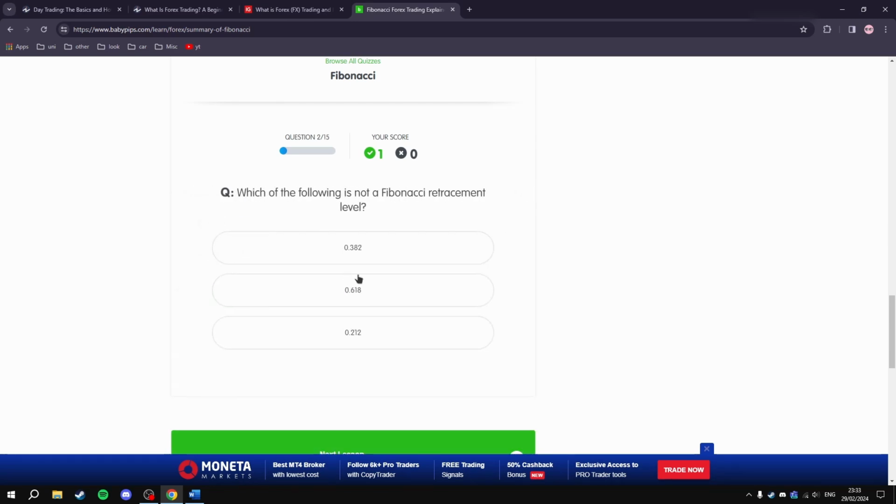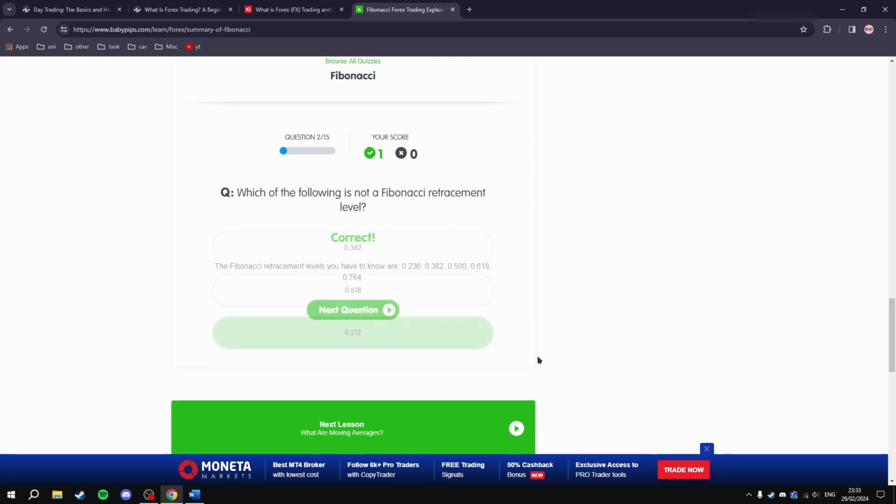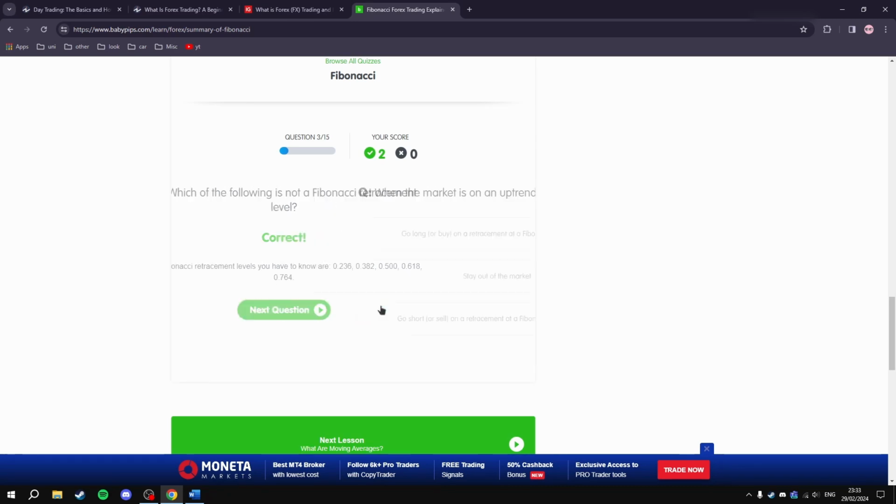Which of the following is not a Fibonacci retracement level? 212. The Fibonacci retracement levels you have to know are 236, 382, 500, 618, 764.